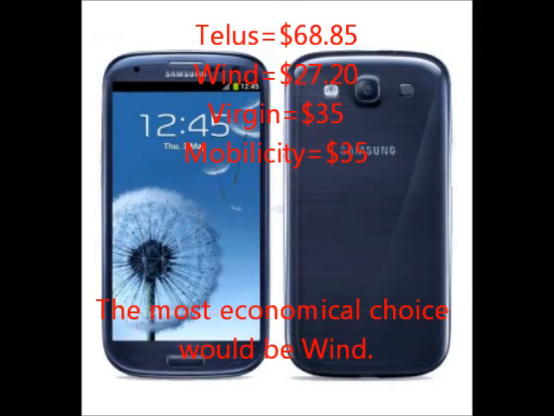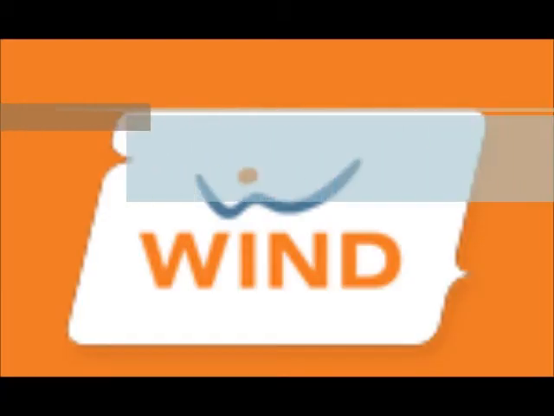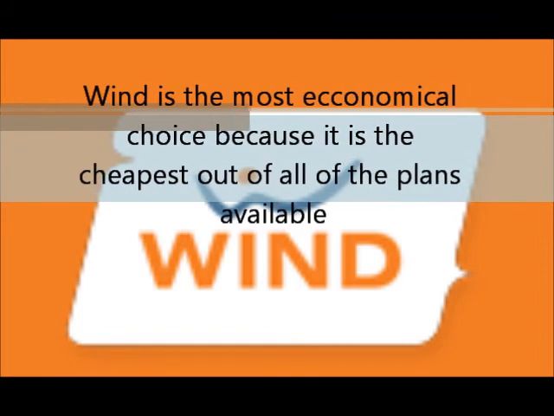Now I need to choose and justify the most economical plan. Recap: TELUS is $68.85, Wind is $27.20, and Virgin and Mobilicity are both $35. Since Wind is the cheapest one, the most economical choice would be Wind. If there's one thing I've learned while doing this, it's that I really need to change my cell phone plan to Wind. I get to pay less than $30 for that, and I'm paying almost $70 for the one I have now.